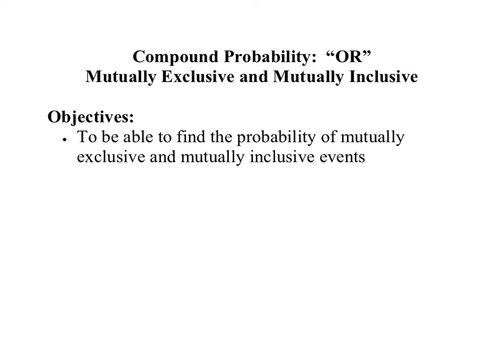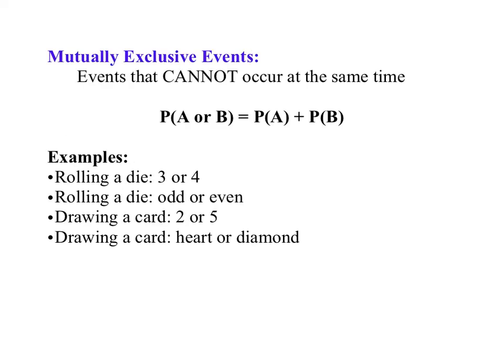Today we're going to look at probability of mutually exclusive and mutually inclusive events. Two or more events that cannot occur at the same time are called mutually exclusive events. Normally you will see that the question has an "or" in it, and the formula is that you find each probability and add the amounts together.